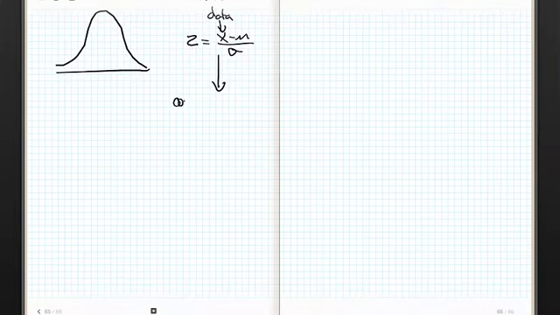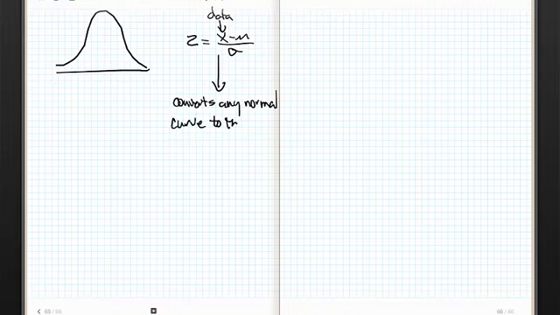This converts any normal curve to the standard normal curve. And that is so important. Standard normal distribution. That is so important. And it's actually so simple and so elegant. I mean, just look at it.